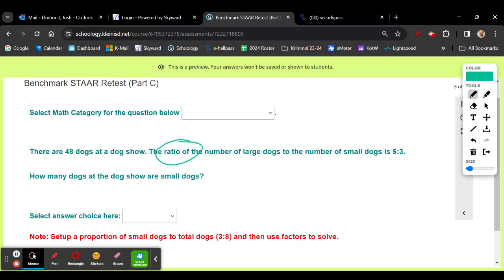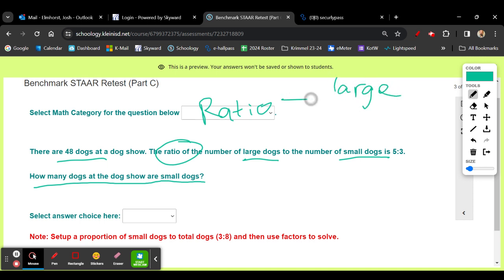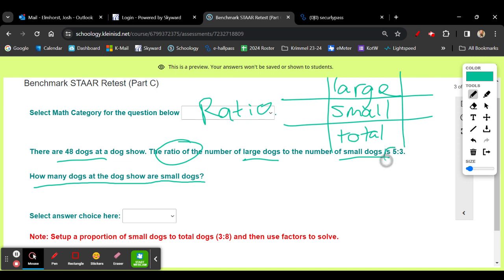So looking at the ratio, we have large dogs, small dogs, and how many dogs at the dog show are small dogs. So this is going to be ratios and proportions. And let's set this up. We have large, small, and then all dogs. There's 5 large dogs, 3 small dogs, and then you put those all together, you have 8 total dogs.